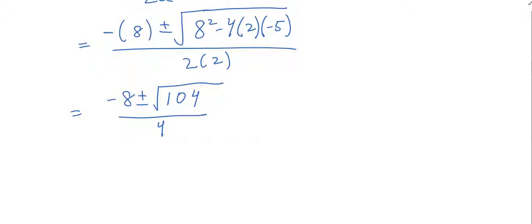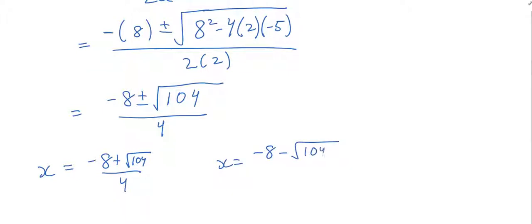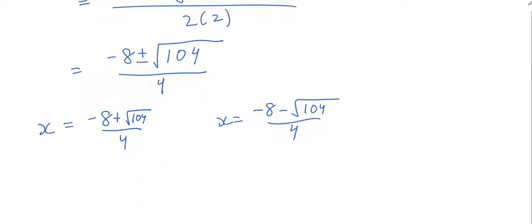Okay? Then I'm going to split it up into 2 parts because there's 2 answers here. x equals negative 8 plus the square root of 104 over 4. And x equals negative 8 minus the square root of 104 over 4. And then I just punch those into my calculator. These are the kinds of questions where you have to do the whole top first and then divide by the bottom, or put the top in brackets on your calculator.